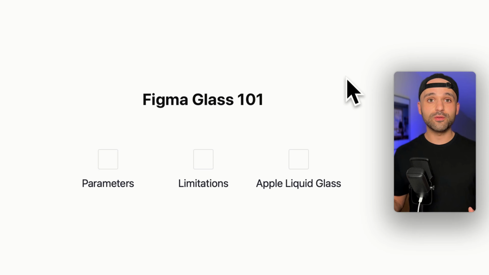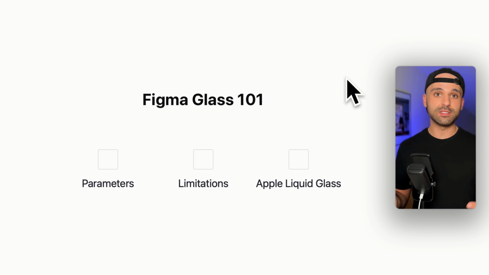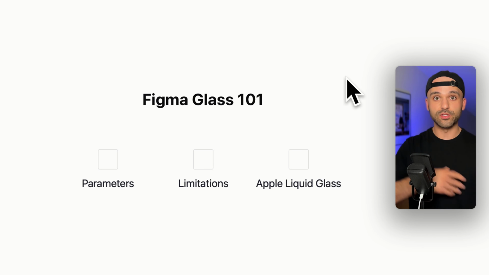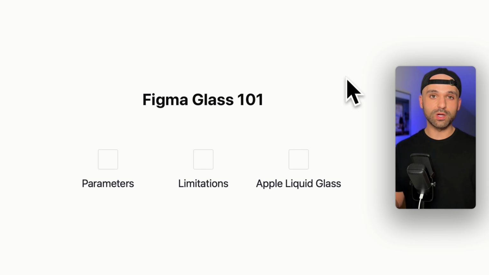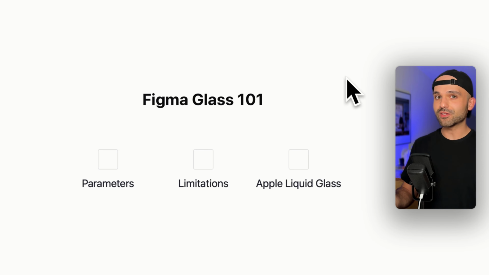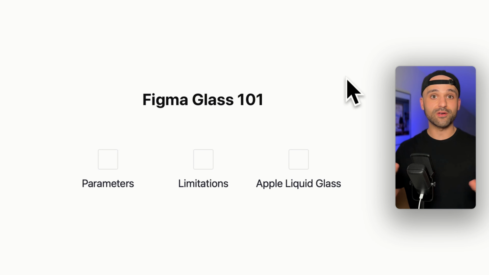And in this video, I'm going to walk you through Figma Glass by first going over the different parameters, so adjusting the light, the dispersion, and talking about which ones go well together. Then we're going to quickly touch on the different limitations of Glass. And finally, we're going to compare it to Apple's Liquid Glass. These two are not the same, so I want to get that point across and just talk about some of the differences. Let's jump in.